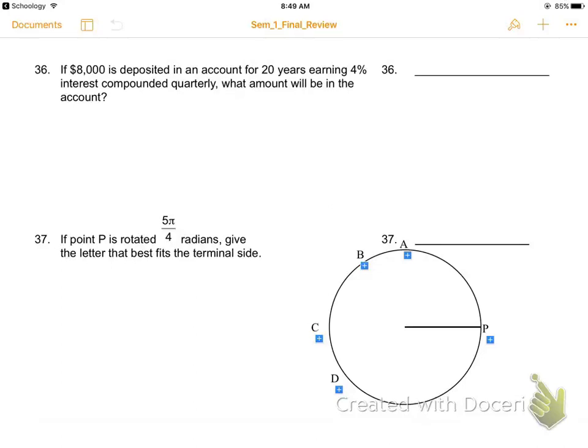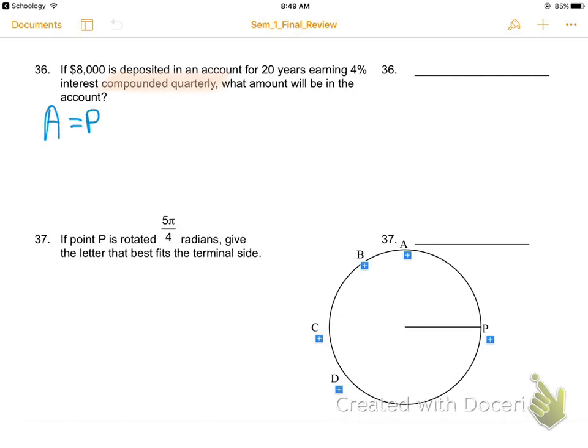Okay, pre-calculus final exam review part 6. I'm looking at number 36. If $8,000 is deposited in an account for 20 years, earning 4% interest compounded quarterly, what amount will be in the account? So again, you have to read this. Don't skip over that. This doesn't say continuously. If it doesn't say compounded continuously, then you're using this formula.